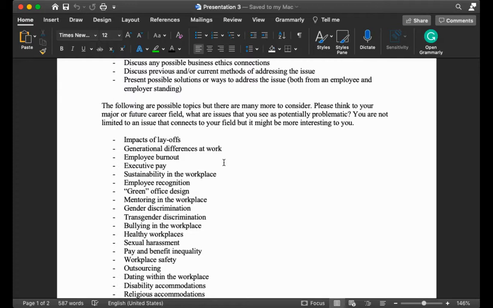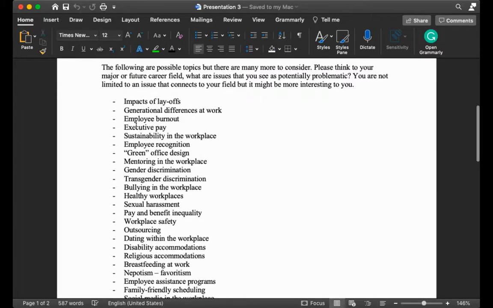Again, the idea with this presentation is to help you better understand the business world that you are going into, and possibly to think about ways to solve problems in that business world. So, lots of ideas here. Employee burnout, which is one that I mentioned, executive pay. So, looking at how the higher ups in certain companies make so much more money than the people who are at the managerial or the day worker level.